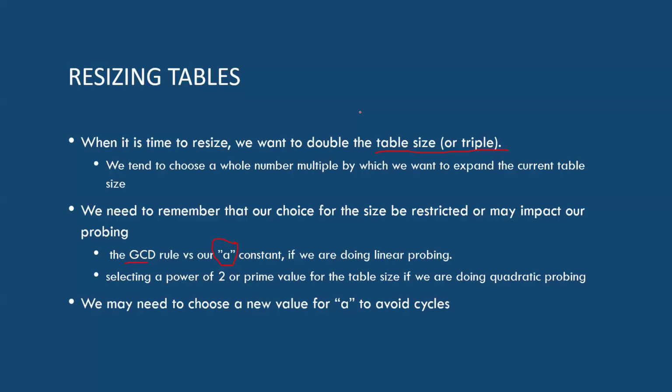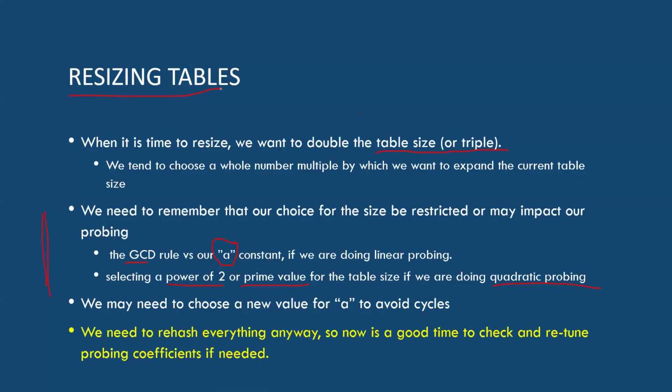Or if we were doing quadratic probing, we might need to use a different kind of power of 2 or a prime value for the table size. So depending on the kind of probing strategy we're using, the resolution might be a little different, but it's usually done when we resize the tables.